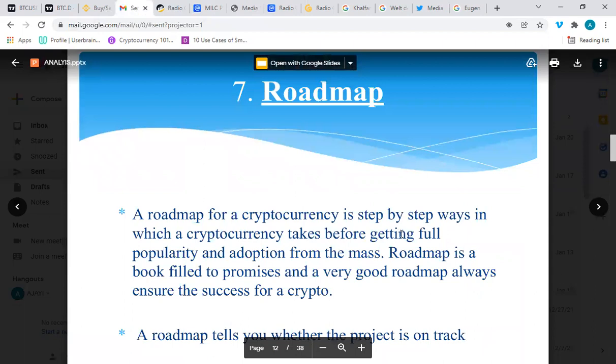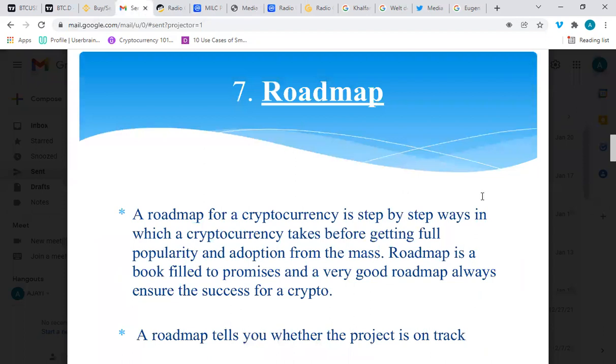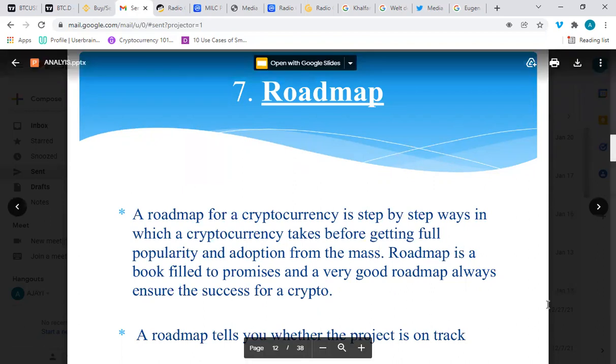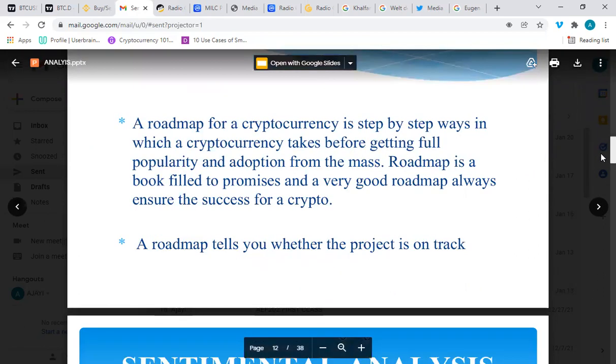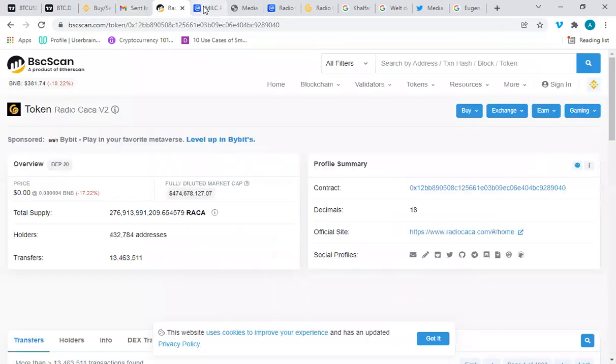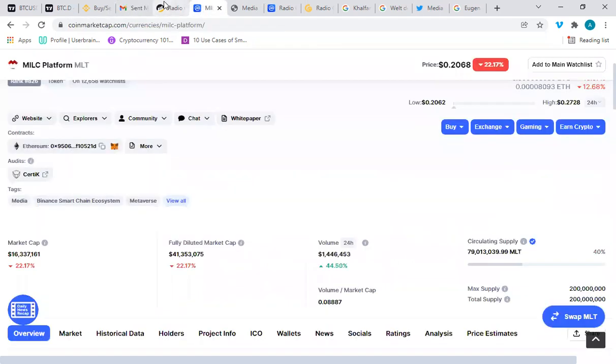Roadmap. Now this is the roadmap. The roadmap is the step by step path the coin takes in getting full popularity and attention from the market. Their books are filled with promises, and a very good roadmap always ensures success for people. The roadmap tells you if the project is on track. So I'm checking the roadmap for this coin.